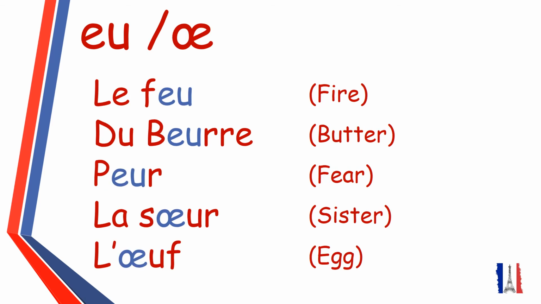The sound EU and OE together. It is joined, there is no space. For example, par exemple, le feu, du beurre, porc, la sœur, l'œuf.